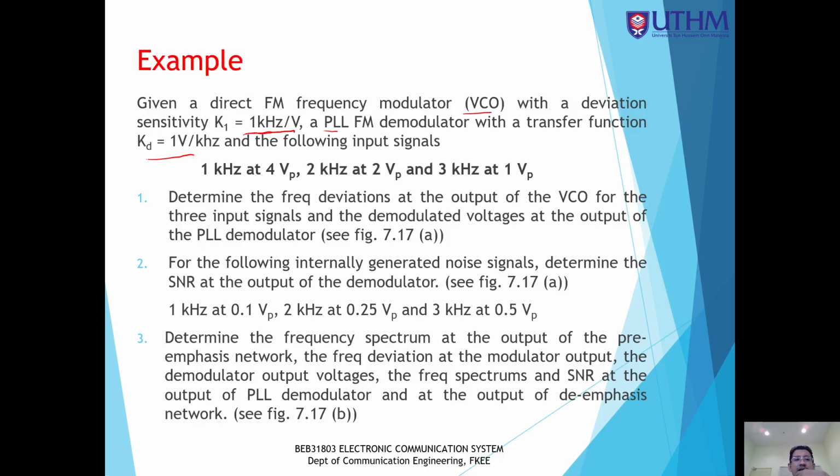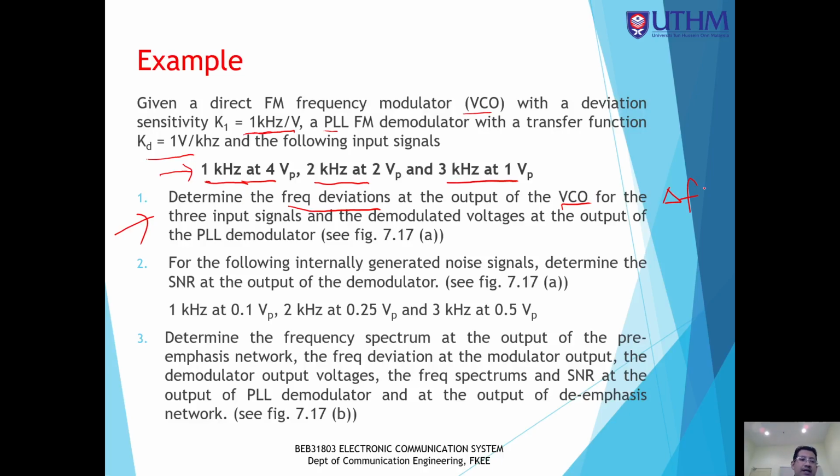In this example you are given 3 input message signals with different frequencies and amplitudes. The first one is 1 kilohertz at 4 volt, another one 2 kilohertz at 2 volt, and 3 kilohertz at 1 volt. The first question asks you to determine the frequency deviation at the output of the VCO, so you need to find the delta F.